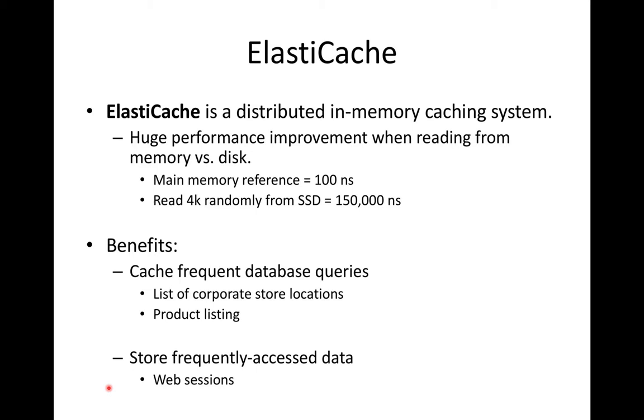Elasticache is a distributed in-memory caching system. Well, what is a distributed in-memory caching system, you're probably asking yourself? Well, remember back earlier in this course when I talked about the relative differences in access speeds between accessing memory versus accessing disk versus accessing network.